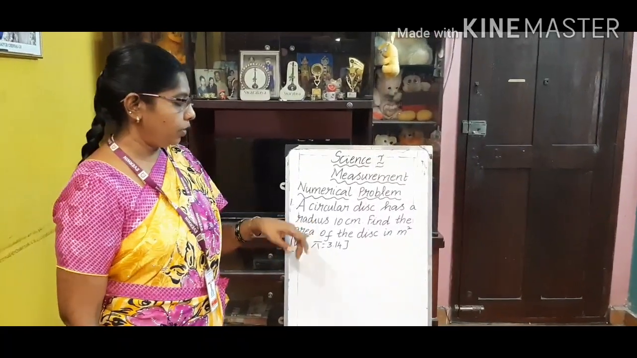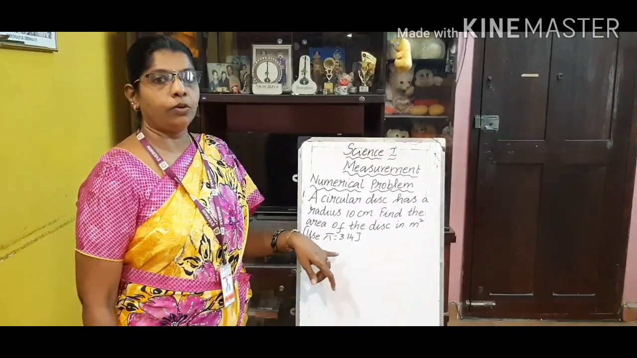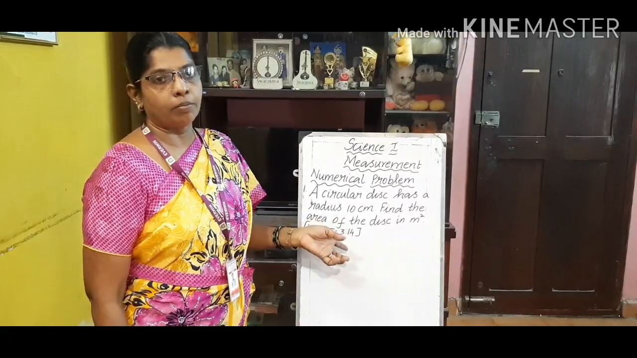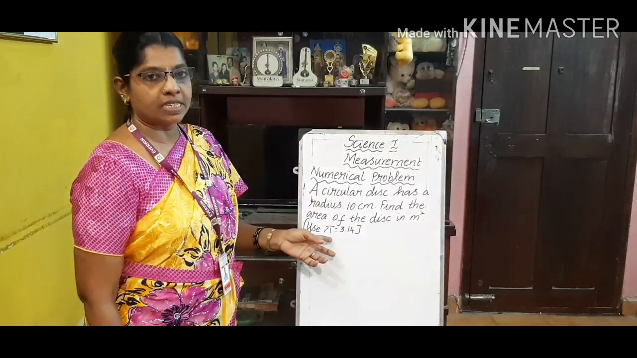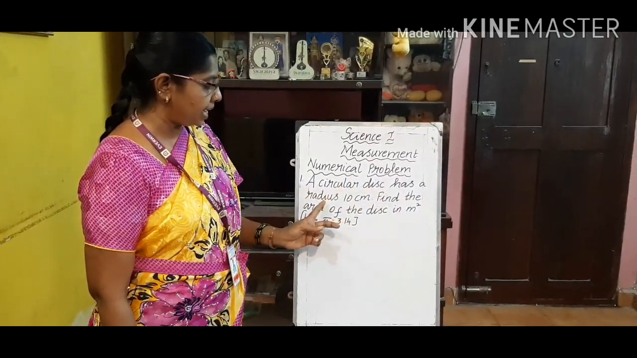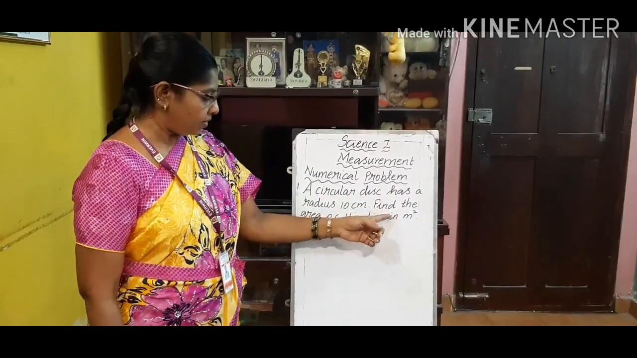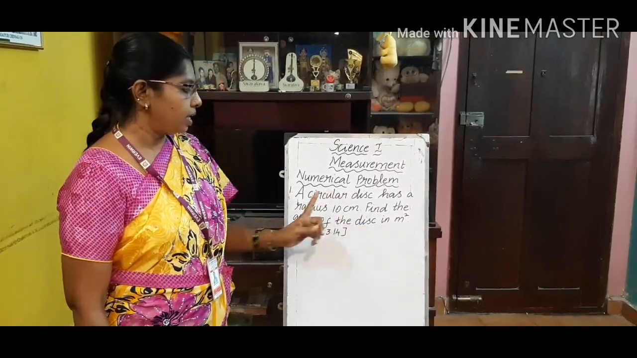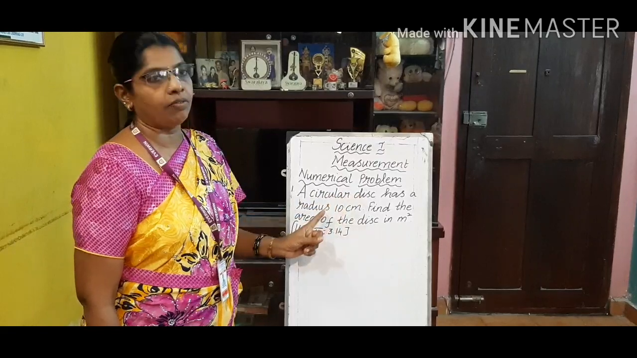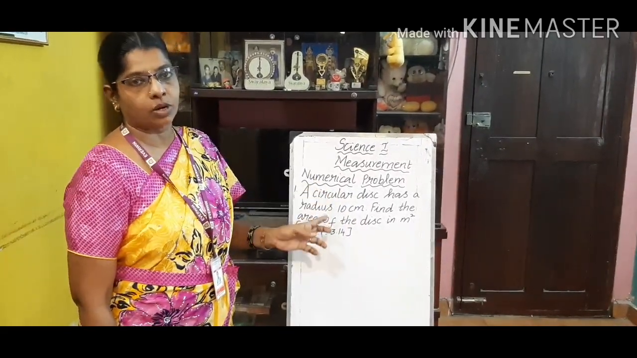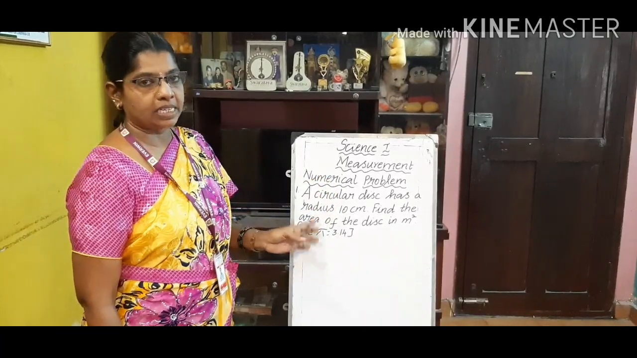Children, we are going to see numerical problems. There are 5 numerical problems in this lesson in your book bag. Let us see one by one. Now we will see the first sum. What is the first sum? A circular disc has a radius 10 centimeter. Find the area of the disc in meter square. So a circular disc is given. So what is the formula to find out the area of the circle? Pi r square. So using the formula, let us derive this sum.